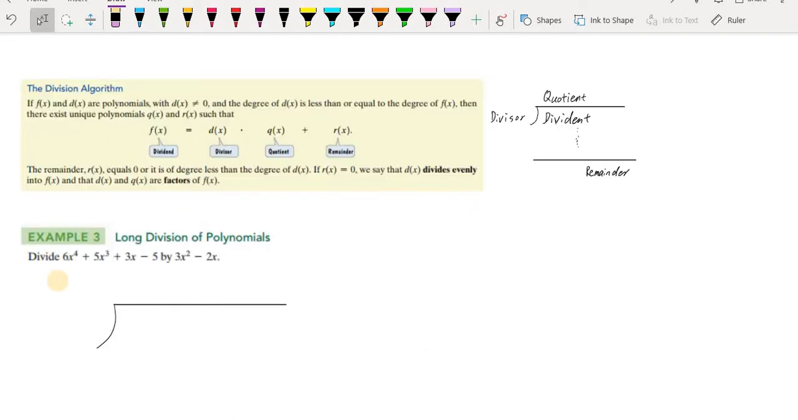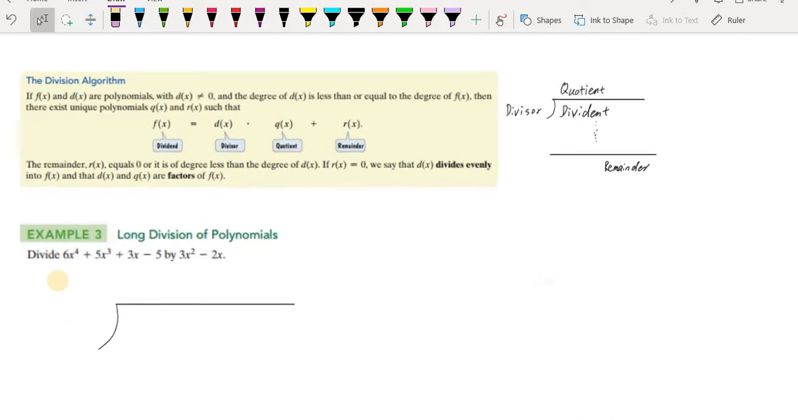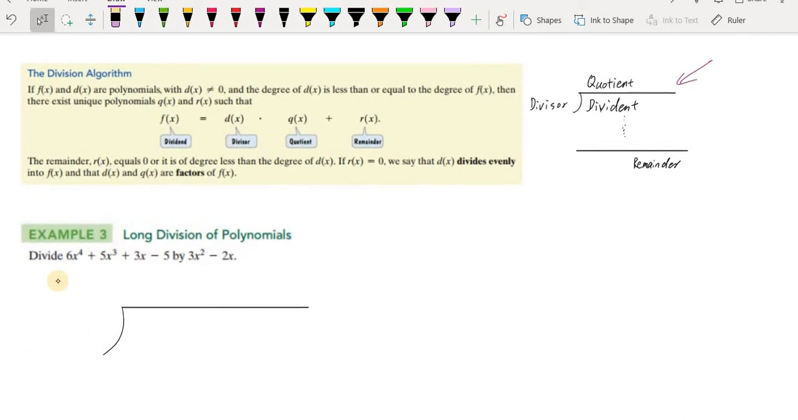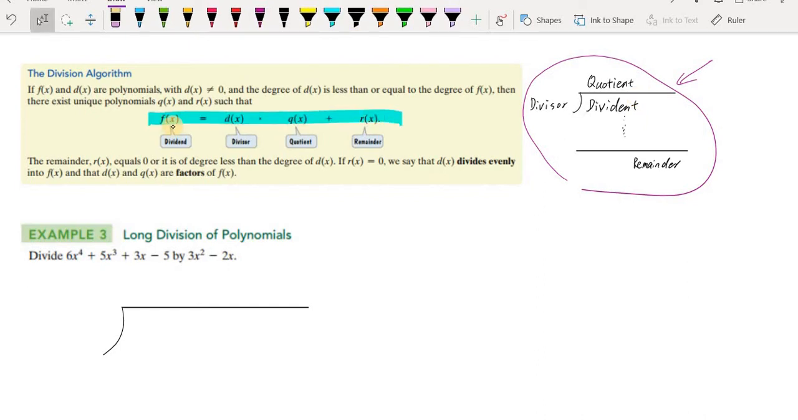So here we have the division algorithm. You can pause the video and take a look. Okay, on this right side, I rewrote this whole thing so you know where the quotient, the divisor, and the remainder are. So let's take a look at the division algorithm. The main part I want you to remember is this portion, because by using this, we can actually check our answers.